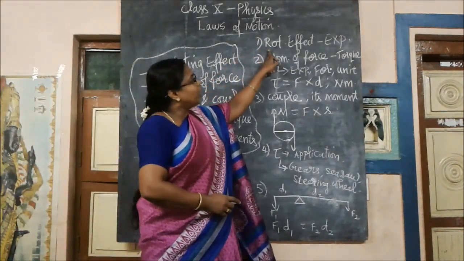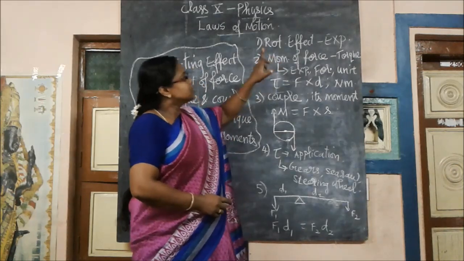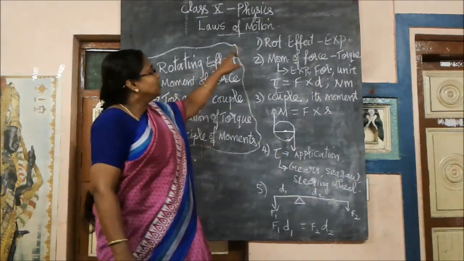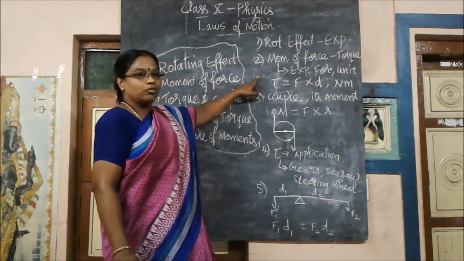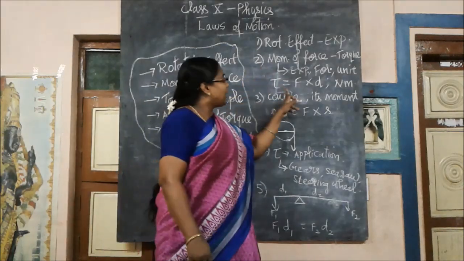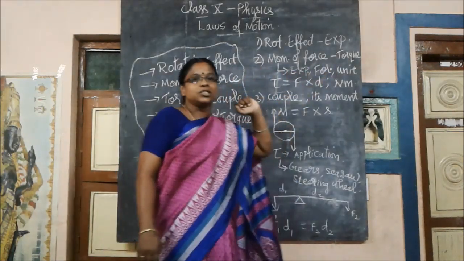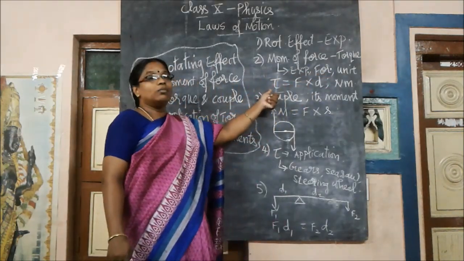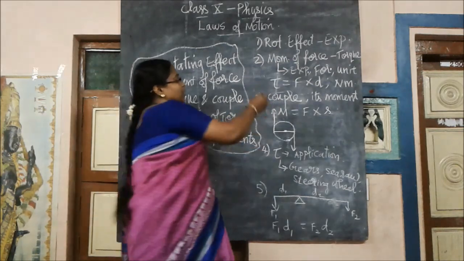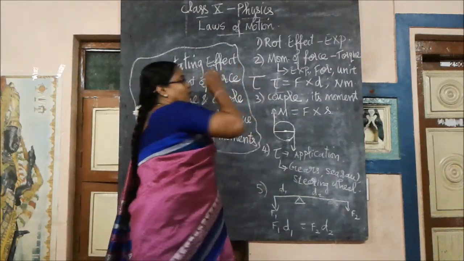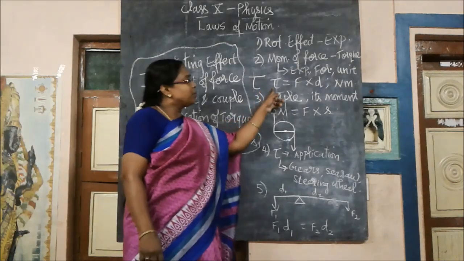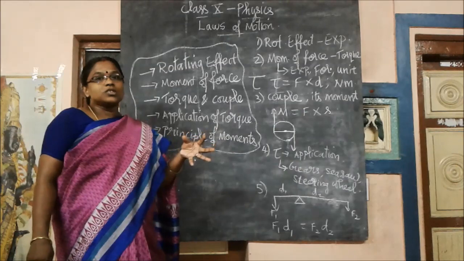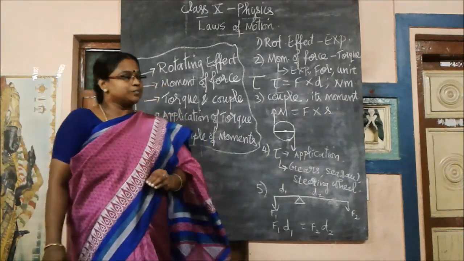So this rotating effect is also called as moment of force. This rotating effect leads to the moment of force, and it is called by another word, torque. And that torque is symbolized by a letter called tau. It is written like a folded T, and it is pronounced as tau. What I said is that rotating effect of the force is called as moment of force.